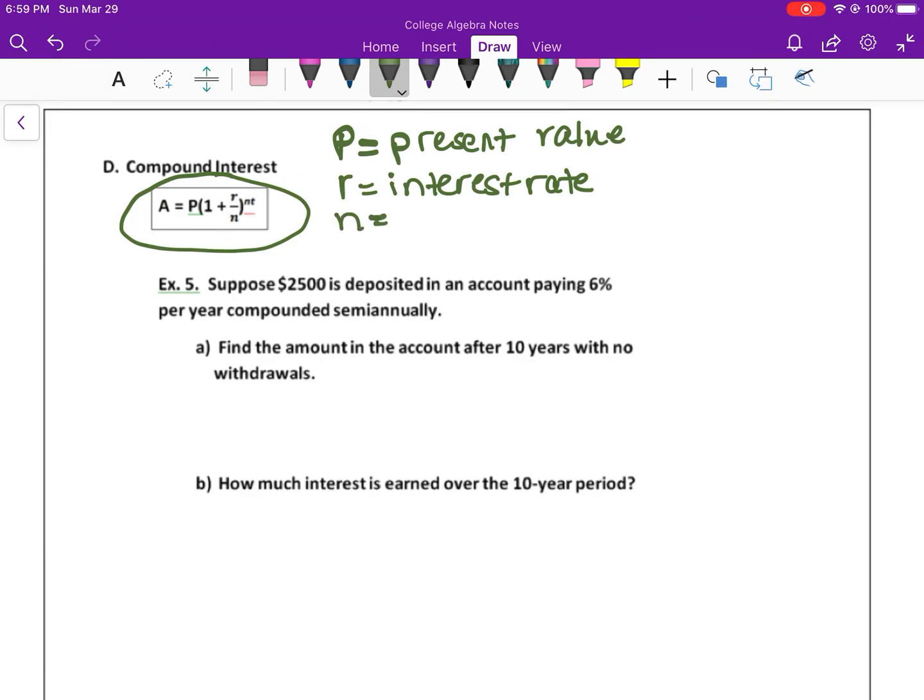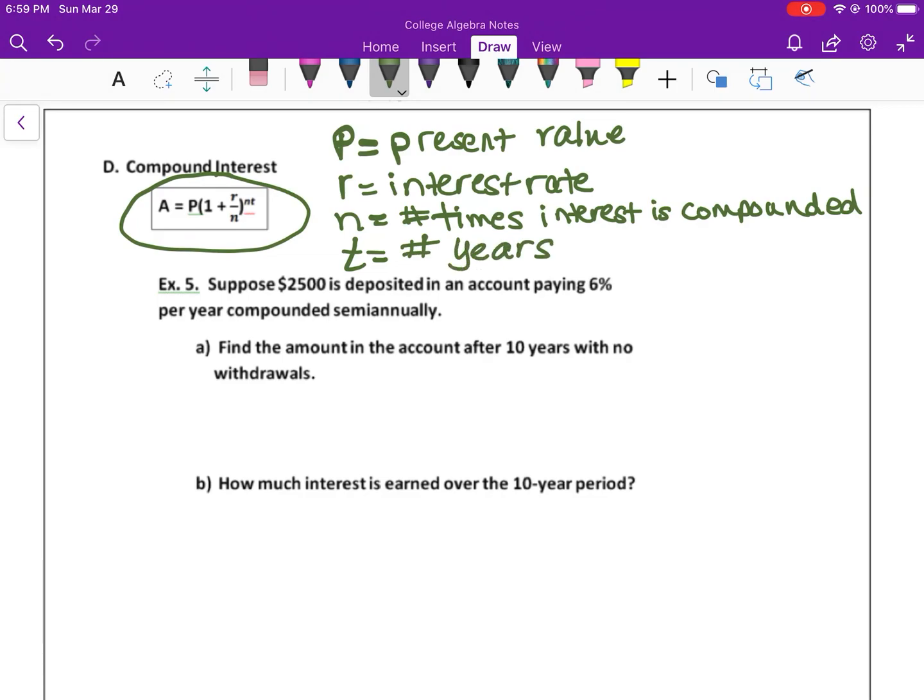N is going to be the number of times the interest is compounded. For example, if the interest is compounded monthly, then N would be 12. Quarterly, N would be 4. Semi-annually would be an N of 2. T is going to be the number of years.